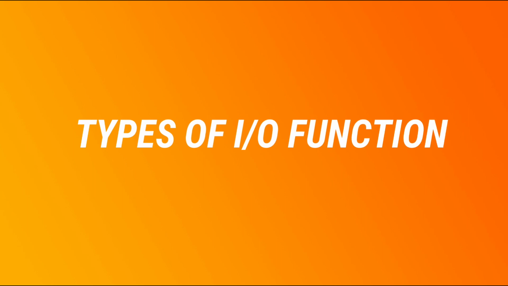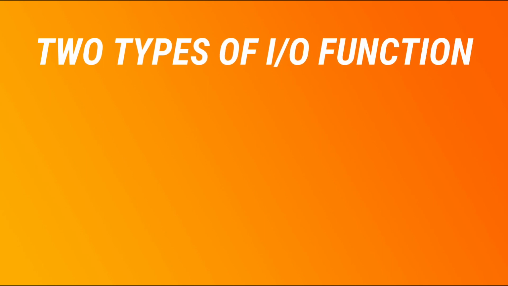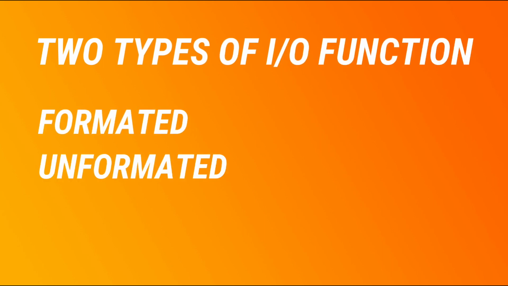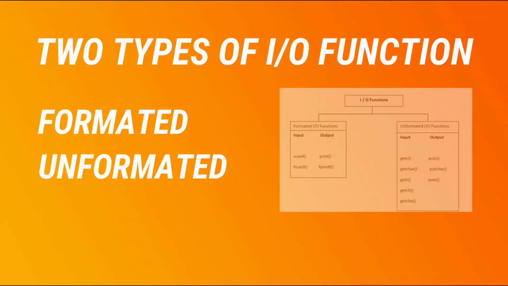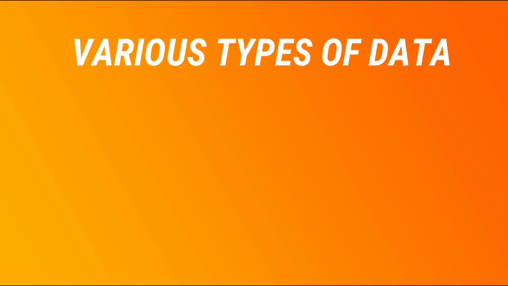Now let's move on to the types of IO functions. There are basically 2 types of IO functions: formatted IO functions and unformatted IO functions. You can see this image. Formatted IO functions operate on various types of data, like printf and scanf.